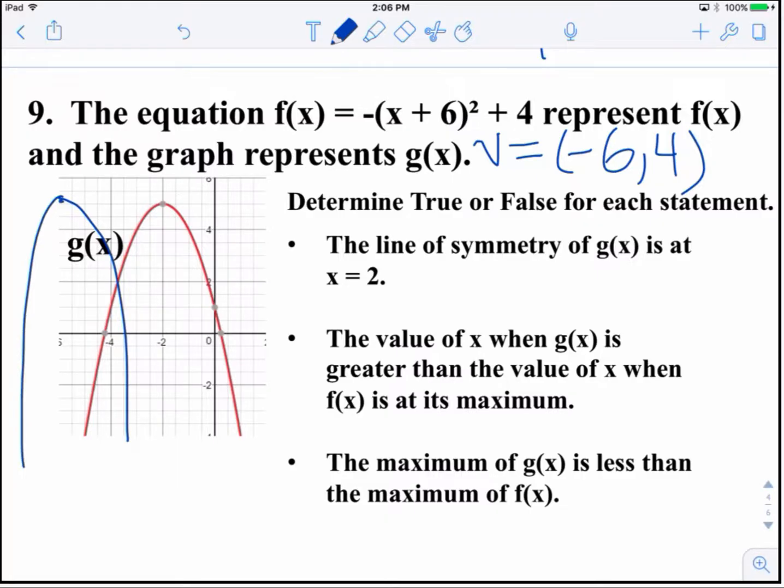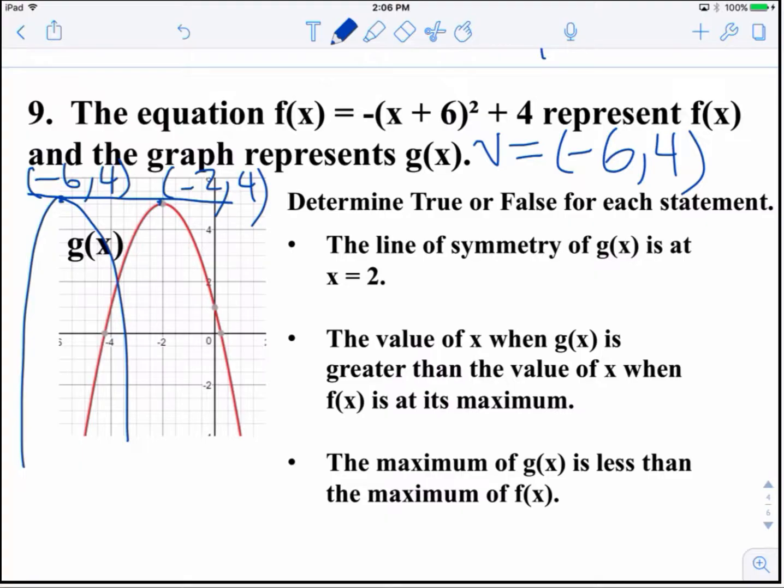Right, kids? And so for g of x, the vertex for g of x is also at this point, and notice how they are at the same height. So this point is negative 6, 4. This point is negative 2, 4. Okay, so determine true or false for each statement.